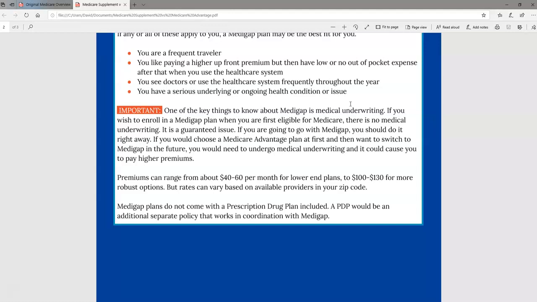So to sum it up, if you're going to go with Medigap, you got to do it right away, right when you're first eligible. It's a guaranteed issue. You can't be denied. That is the time to do it.